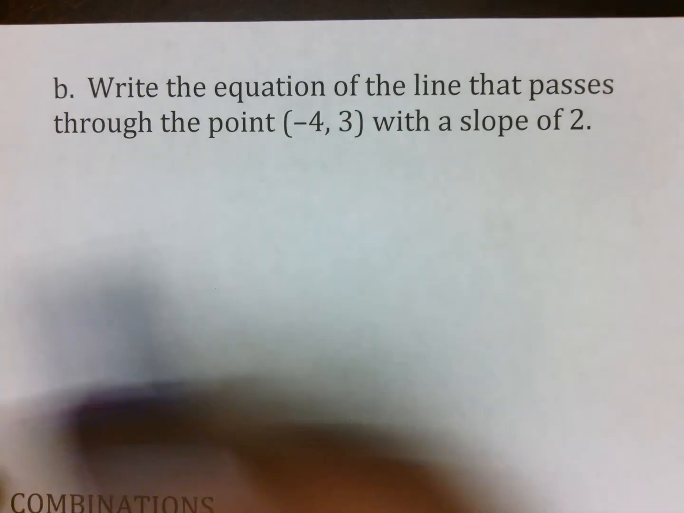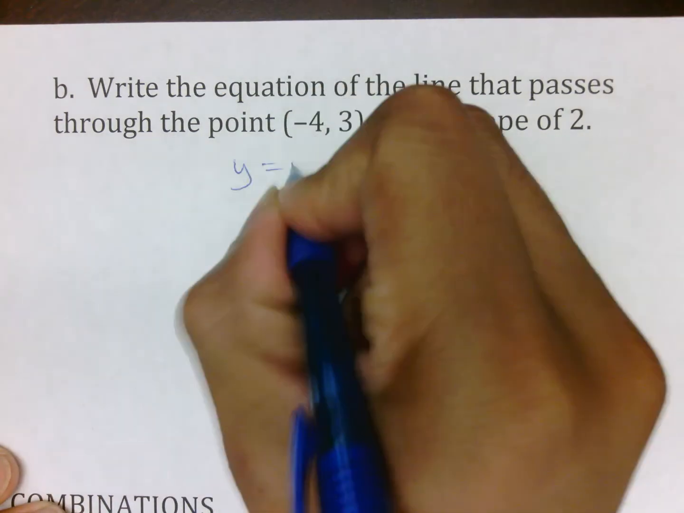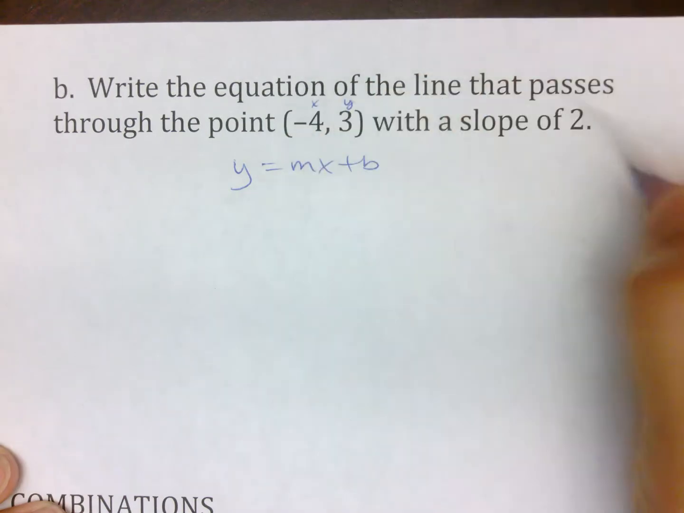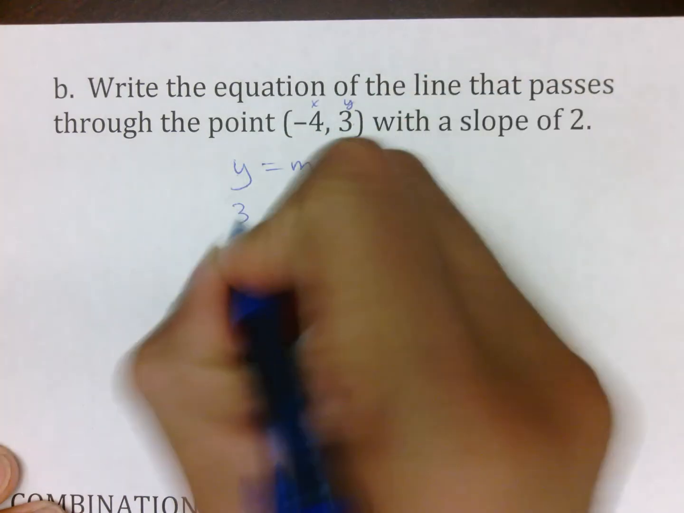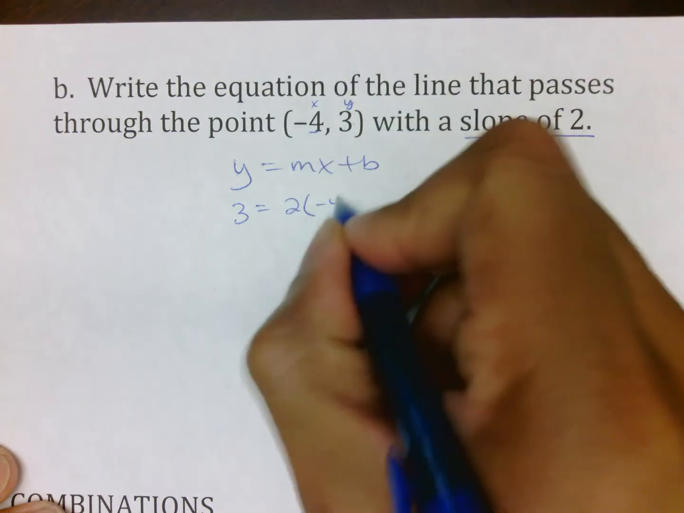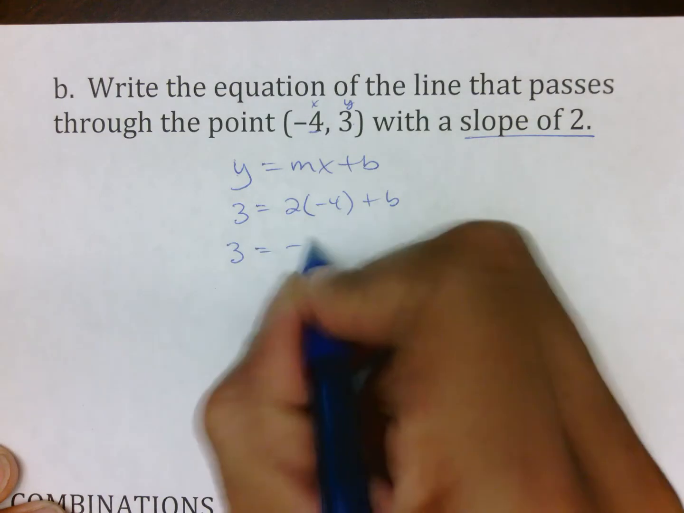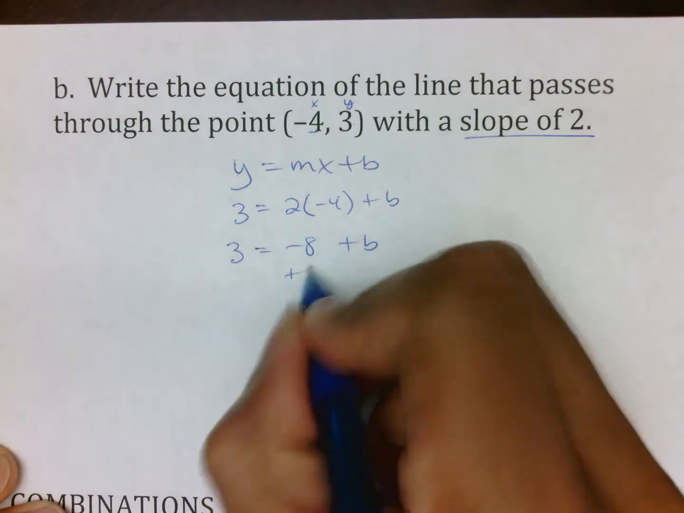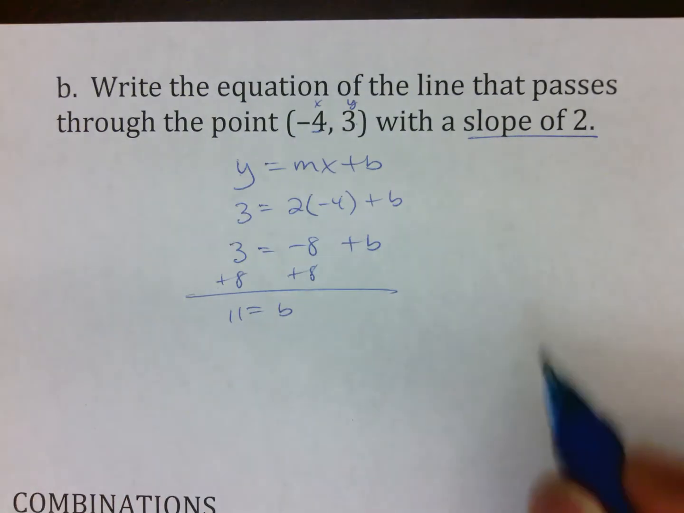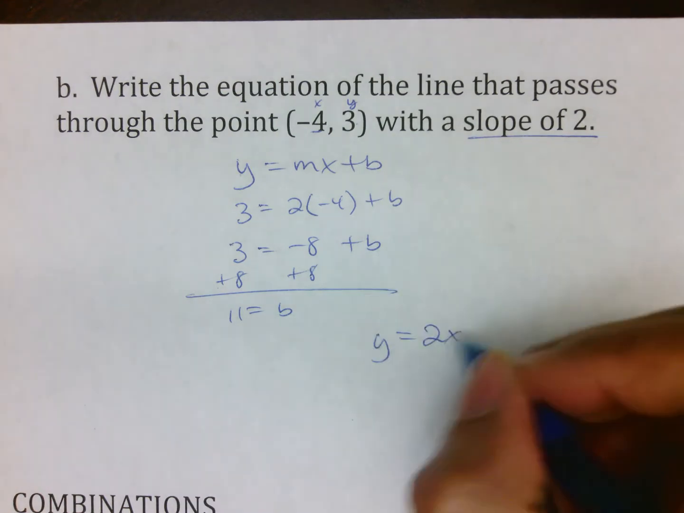asks us to write the equation of a line that passes through the point negative 4, 3 with a slope of 2. And so again, what we were taught to do was put y equals mx plus b, label our x and y to make it easier, knowing that y now is 3 equals m, which is 2, times x, which is negative 4, plus b. And then we were taught to just solve. So 3 equals negative 8 plus b. You add 8 to both sides, you get 11 for b. Everything is there, and now you put your final answer of y equals 2x plus 11.